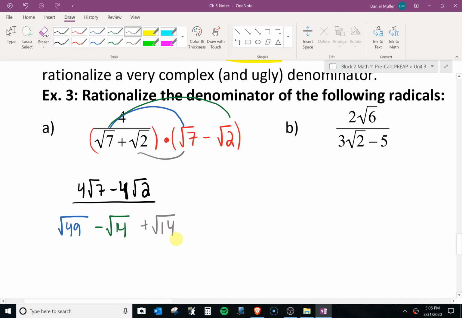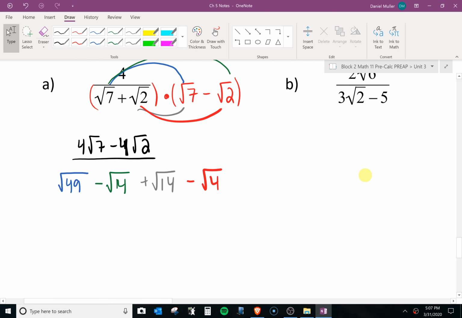And the last one here is going to be 2 and 2. Those are both inside numbers, but negative. 2 and 2 get me 4. And now you can see the square root of 14 and the square root of 14, one's negative, one's positive, they're going to cancel out. Square root of 49 is just 7, and the square root of 4 is just 2. So let's deal with that in a second.